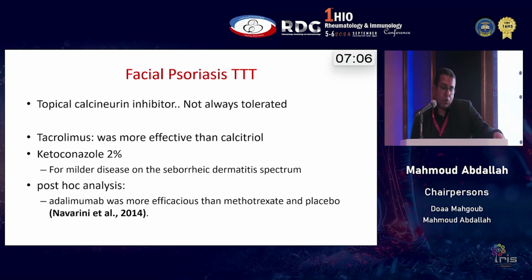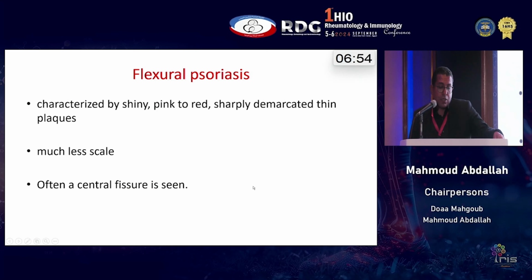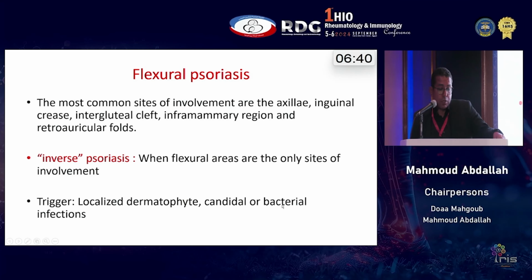And we don't have a lot of data about systemics, but adalimumab has shown superiority over methotrexate in treatment of facial psoriasis. Intertriginous psoriasis is characterized by shiny, pink to red, sharply demarcated thin plaques with much less scales, with often a central fissure. This is how it looks like. This central fissure is a clue for psoriasis.